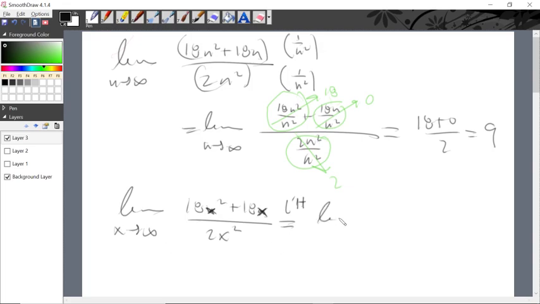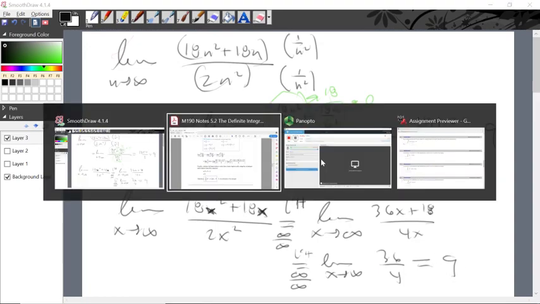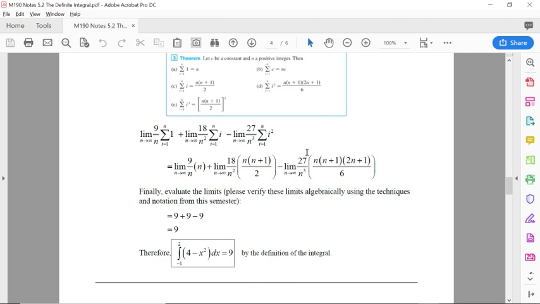So if I did L'Hopital's rule here, because we have an infinity over infinity indeterminate form, we take the derivatives, 36x plus 18, and the bottom is going to be 4x, and that's still equal to infinity over infinity, so I'm going to do L'Hopital's rule again. So the limit as x goes to infinity, this is going to be 36 over 4, and now this is just the limit of a constant, and that just equals the constant, so we get 9. So there's a variety of approaches you can use to evaluate these types of limits.